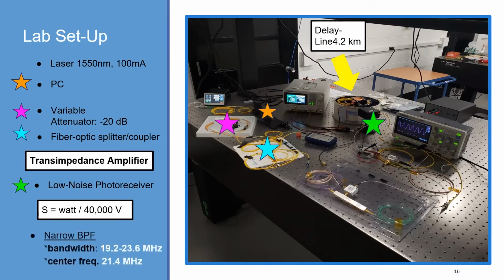So then we also have a narrow band pass filter, narrow because the band of frequencies that is allowed through this filter is quite narrow, as you can see with the bandwidth of between 19.2 and 23.6 megahertz. And as was mentioned before, the center frequency is at 21.4 megahertz.